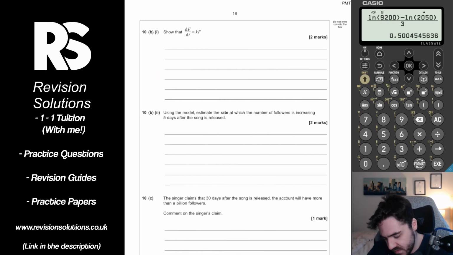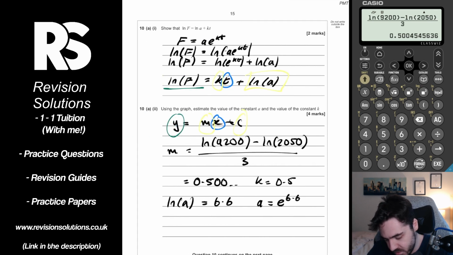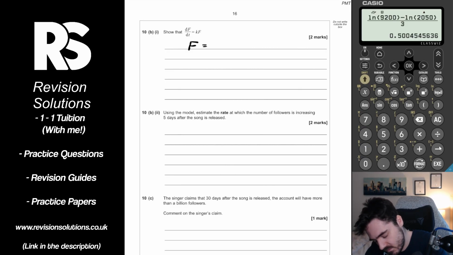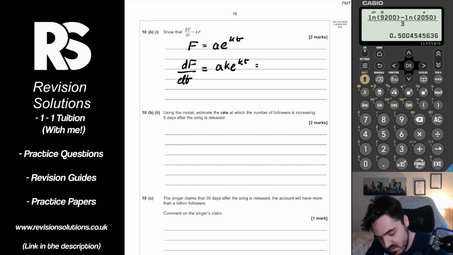Then it says, show that df by dt is k times f. So if we go back to our original model, which was just f equals ae to the kt, if we differentiate that, we just have to bring down the k. So that would be df by dt equals a times k e to the kt, or we can think of that as ae to the kt times k. Well, that's just the f, isn't it? That's the original f again. So that's just k times f, like we asked for.